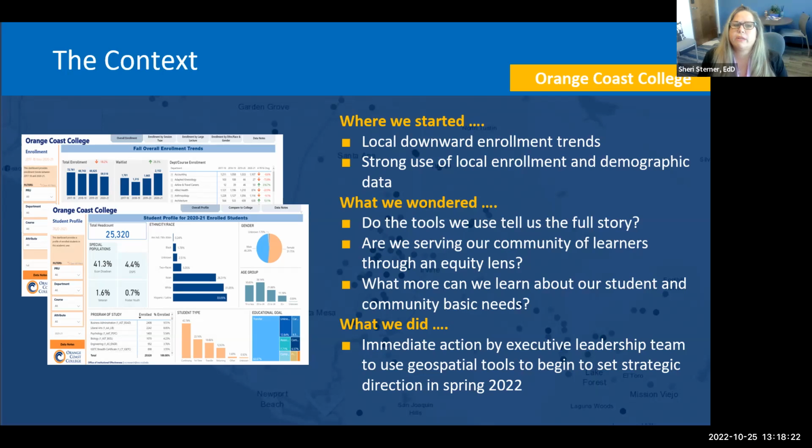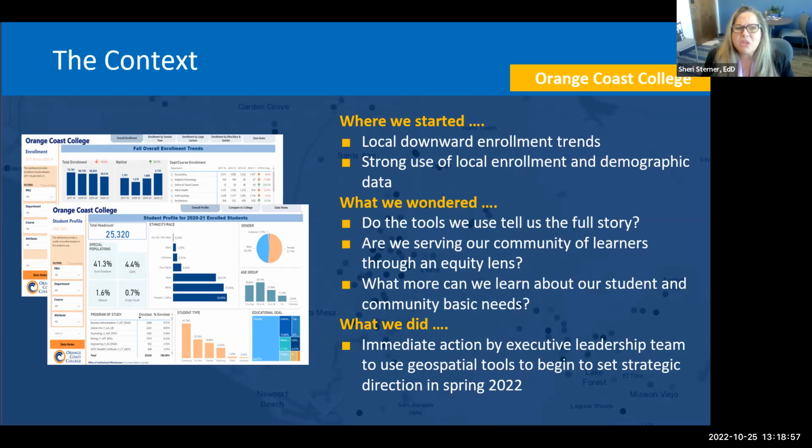We also commonly look at our student demographics, and you can see our student profile dashboard that we have really allows the institution, our departments, even down to courses and student attributes, to see where those trends are, how our students are changing. We also have success data and all of that. This was just an illustration. So we had a lot of data on our students. We also had data on our communities. But what we found, we felt like, do these tools really tell us the full story?